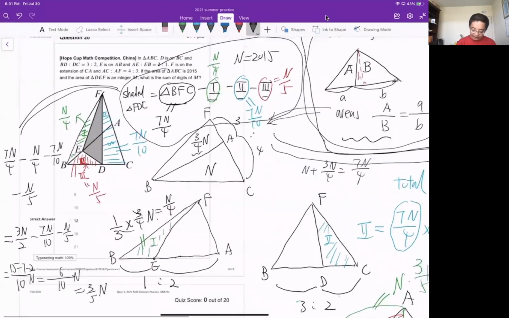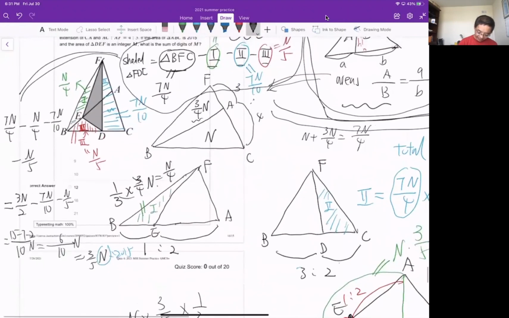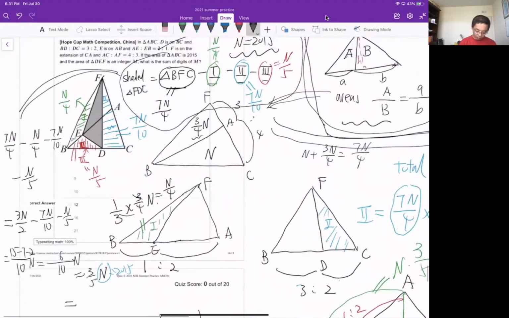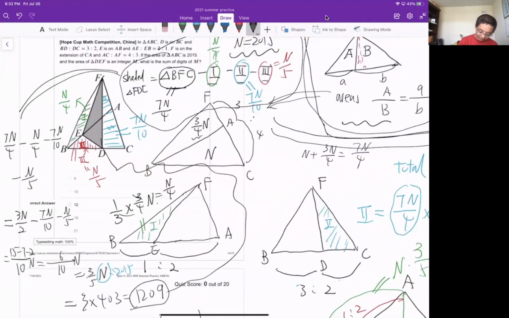All right, now what is N? N is 2015, so we can replace this with 2015, and then we just get this one equals 3 times 403, so that's 1209. So this is the area of the shaded one. So 1209. Now, if you add all those digits, 1 plus 2 plus 0 plus 9, we get 12. So it's 12 right here.